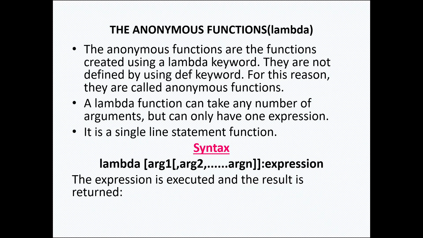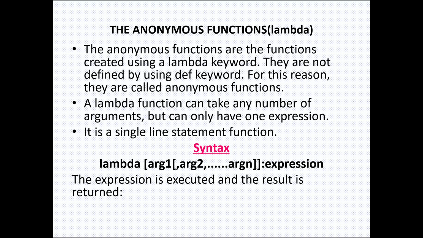The anonymous function. Next one is the anonymous function, lambda. The anonymous functions are the functions created using a lambda keyword. They are not defined by using the def keyword. For this reason, they are called anonymous functions. A lambda function can take any number of arguments but can only have one expression. It is a single line statement function. This is the syntax.